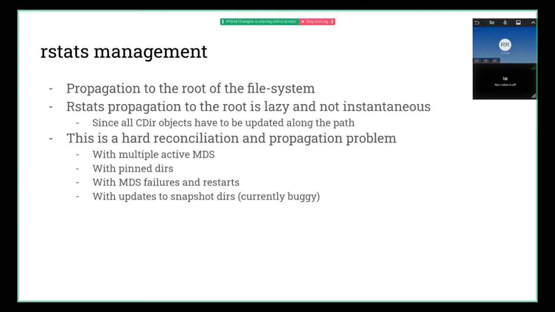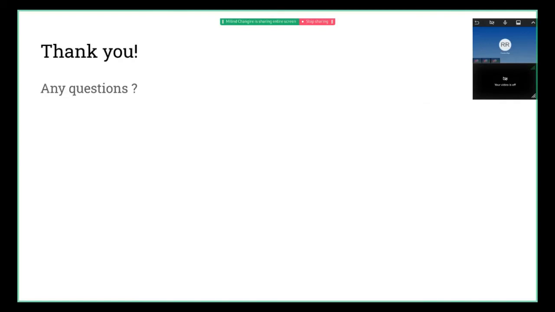Rctime updates to snapshot directories is currently buggy and is being looked into. That's mostly it. That's a pretty small talk. Any questions?